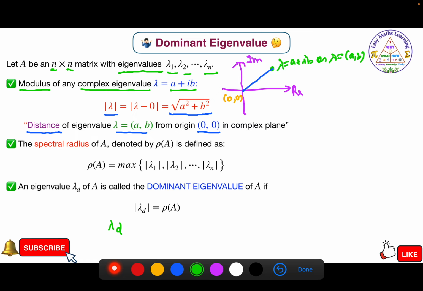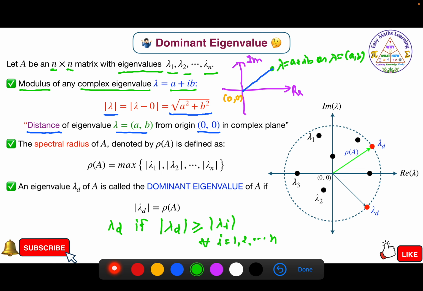We can also write that lambda d, this is the dominant eigenvalue if modulus of lambda d is greater than or equal to modulus of lambda i for all i equal to 1, 2 up to n. So remember, dominant eigenvalue, you can see that here we are not comparing eigenvalues lambda 1, lambda 2 up to lambda n. We compare magnitudes of eigenvalues.